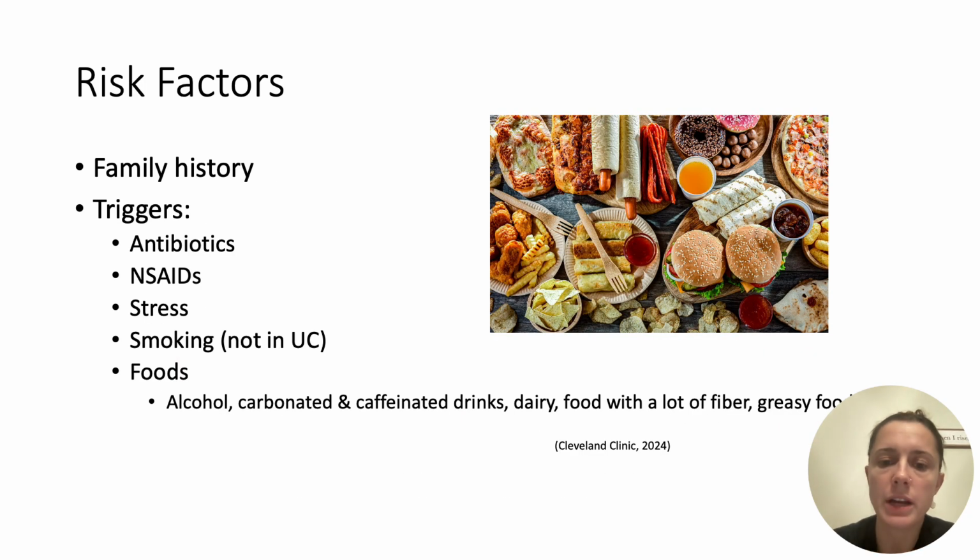Risk factors. So this is an immune response, so there's not necessarily a whole lot of risk factors. I did find family history and then some triggers, which would be antibiotic use, chronic use of NSAIDs, stress, smoking, but this is actually just with Crohn's disease, not ulcerative colitis. And then some foods that can trigger it would be alcohol, carbonated and caffeinated drinks, food with dairy, food with a lot of fiber, and greasy foods.